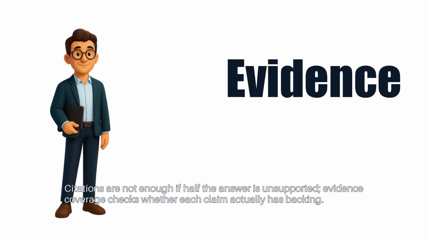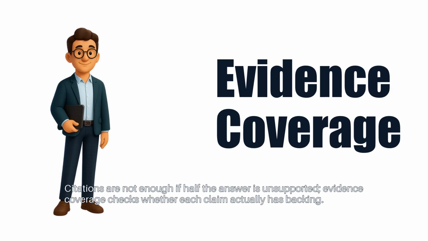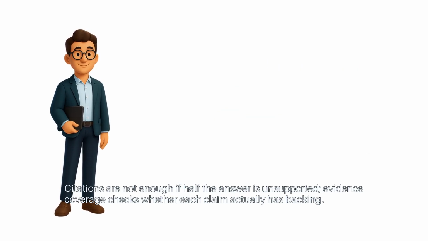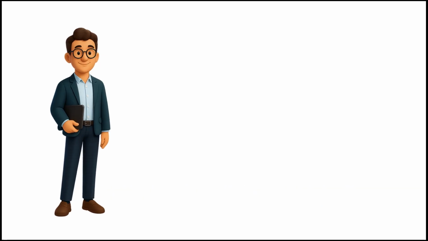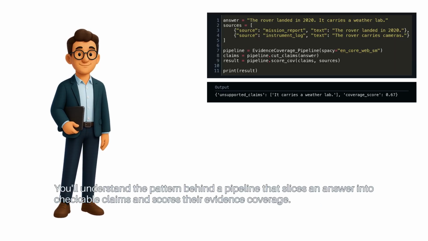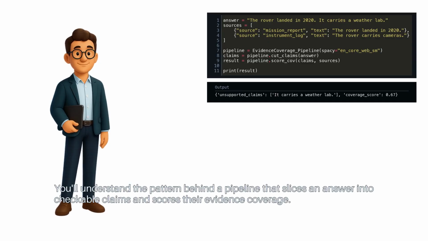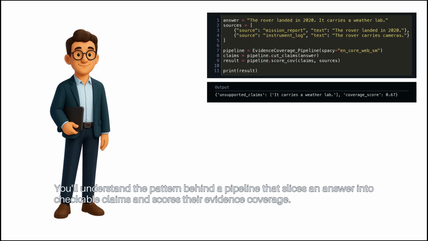Citations are not enough if half the answer is unsupported. Evidence coverage checks whether each claim actually has backing. You'll understand the pattern behind a pipeline that slices an answer into checkable claims and scores their evidence coverage.